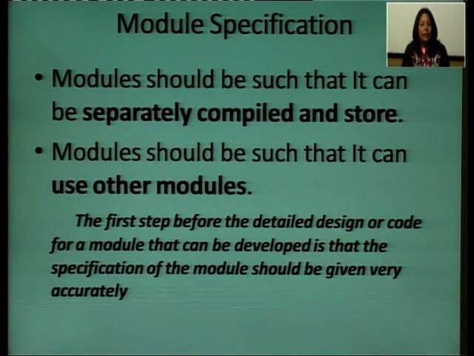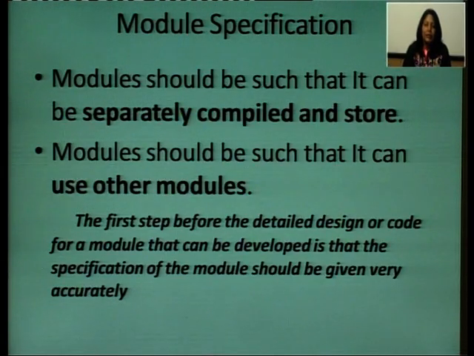So it should be such that it can be separately compiled and stored. Modules should be such that you can compile them separately and also store them separately, right? Modules should be such that they can be used by other modules, right? Again, modules should be such that they can be separately compiled and stored, and used by other modules.